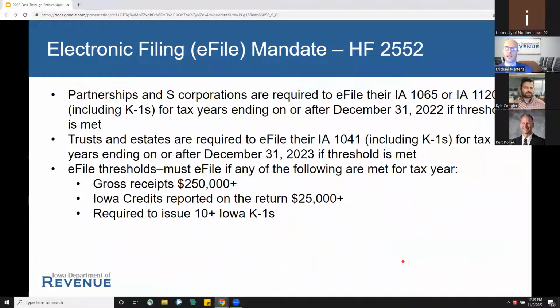There's a bit of a delayed effective date for trusts and estates. They will be required to e-file the 1041 for tax years ending on or after December 31st, 2023. So really that takes effect next year for those filers.